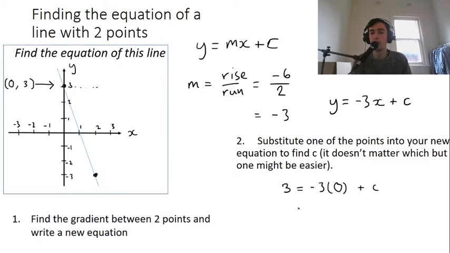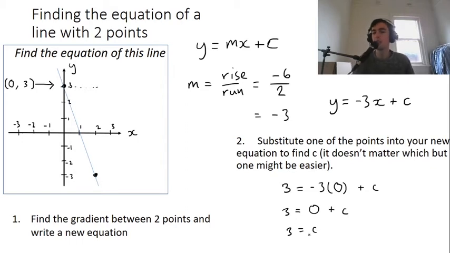And so let's simplify this a little bit. 3 equals, what's -3 times 0? That has to be 0 plus c. If I'm adding 0 to c, then I've just really got c. Doesn't change it. So 3 equals c.